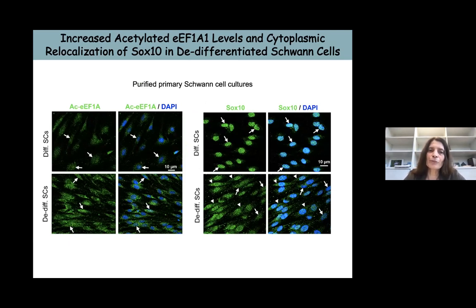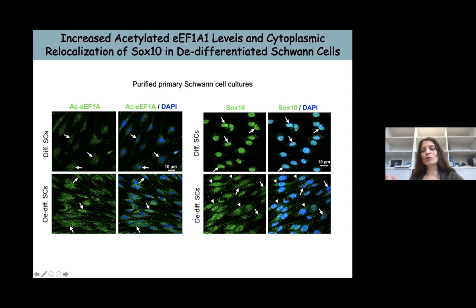We did some purified primary Schwann cell cultures, and we can culture them in differentiating conditions that mimic pretty much the state of a mature peripheral nerve, or we can also de-differentiate them, and this mimics very well the state of Schwann cells early after lesion. What we saw is that there was an increase of acetylated EF1A levels in de-differentiating conditions in those Schwann cells.